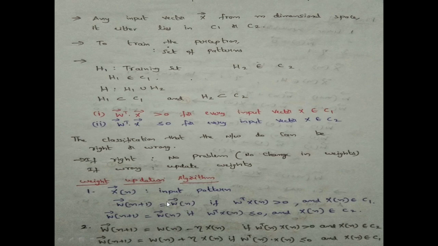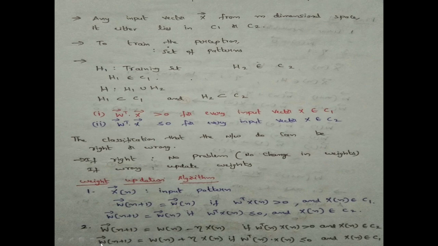In the same way, if an input pattern X of n belongs to the class C2 and W transpose X of n is less than or equal to 0, at this moment also there is no need of change in weights. So we have W of n plus 1, that is, the updated weight is equal to the previous weight. So this is the correct classification. In case of correct classification, there is no need for us to update the weights.